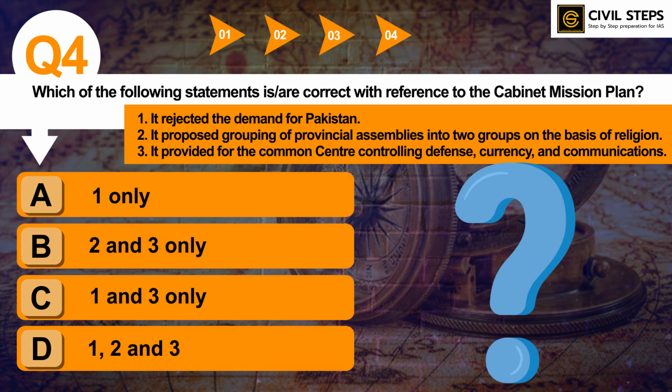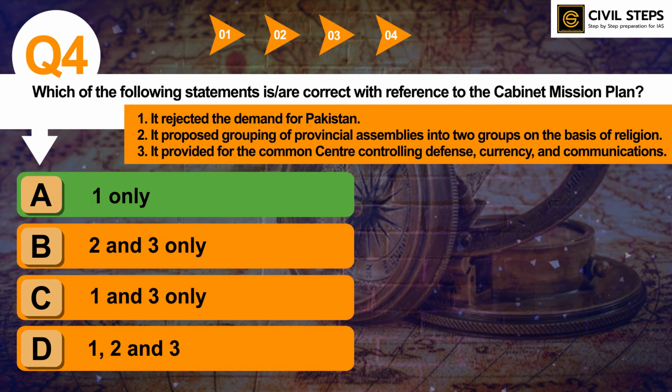The correct answer of this question is option A, 1 only. Cabinet Mission Plan rejected the demand for Pakistan, and statements number 2 and 3 are incorrect. That's why the answer of this question is A, 1 only. You can read more about Cabinet Mission Plan. It was introduced in 1946. You can check it out from standard sources.